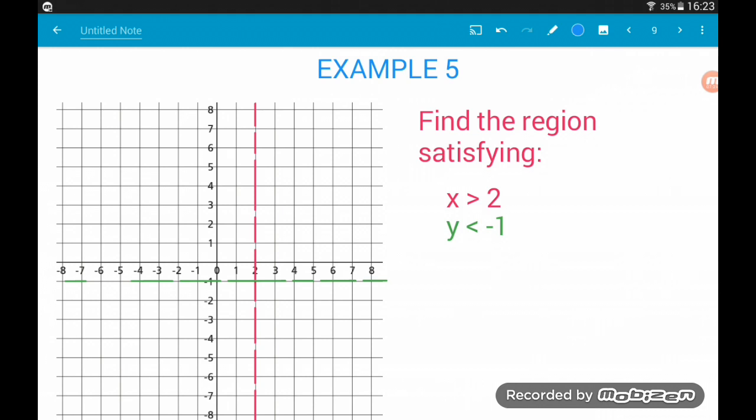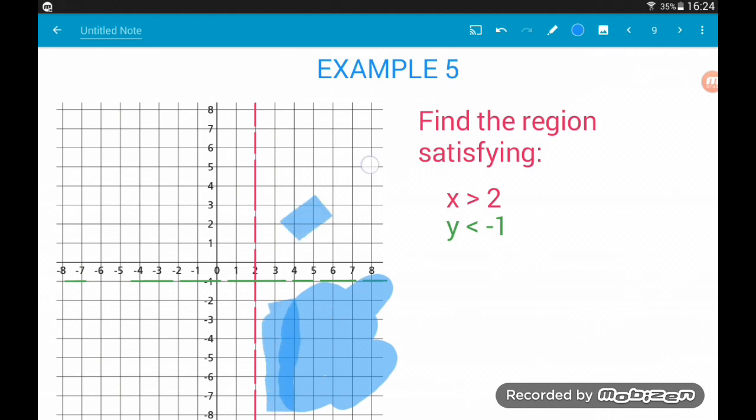Now we want x to be greater than 2, so that means to the right of the red line, but we want y to be less than minus 1. So we need the region that is to the right of the red line, but below the green line. So that's everywhere down here in this bottom right part.